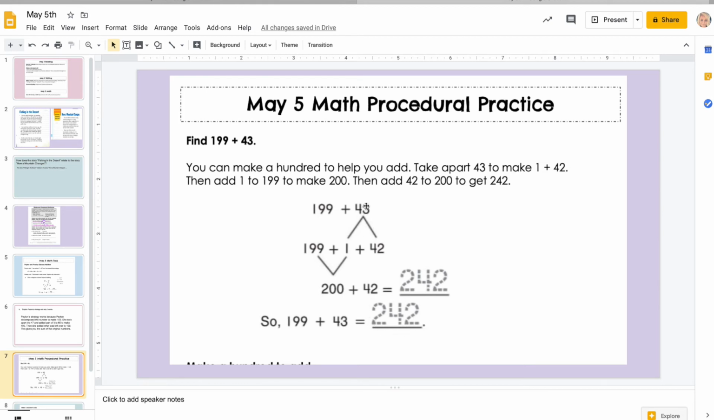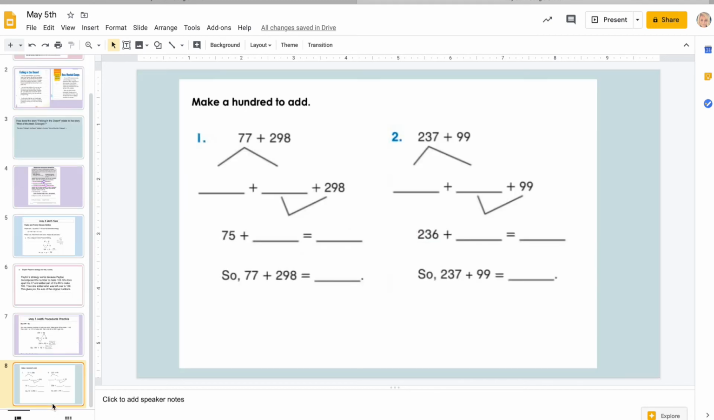So all we're doing is borrowing from the second addend enough to make it an even 200 and then adding what is left. So we're explaining it there, and we're going to try a couple on our own. So we're moving on to the next slide. We need to make 100 to add. So here we have 77 plus 298.